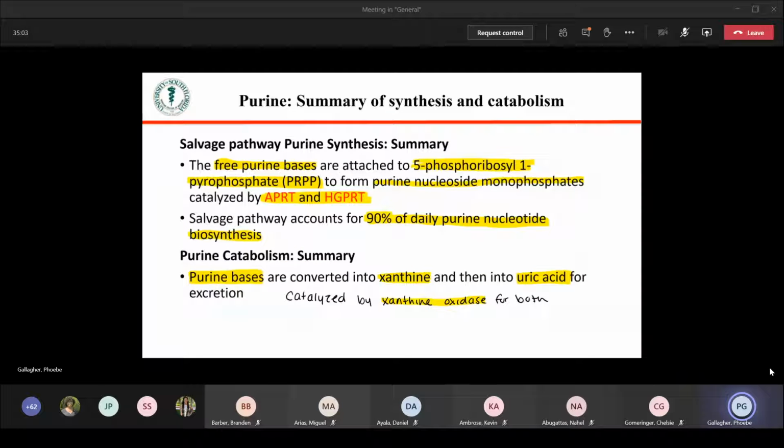And this is just a summary of the salvage pathway. You have your free purine base, and then you add it to your PRPP, which supplies the ribose group, or your sugar group, and understanding that they're catalyzed by these two enzymes, depending on whether it's an adenine, a hypoxanthine, or whatever the last one was. And then understanding that this is 90% of your purine nucleotide synthesis, because it takes too much work to synthesize it de novo. And then lastly, know that xanthine oxidase is used to convert xanthine to uric acid for excretion.